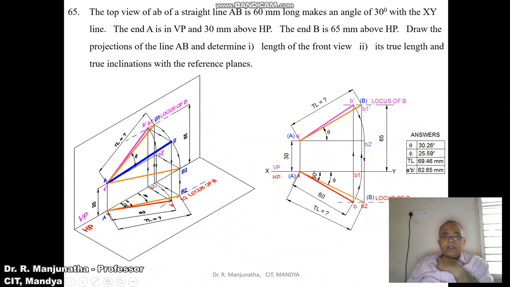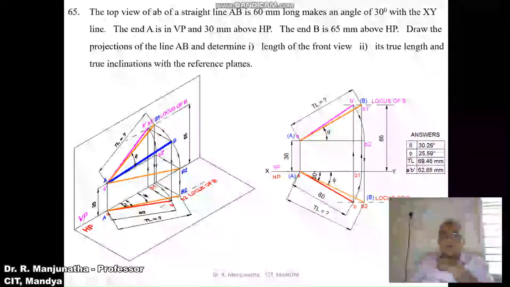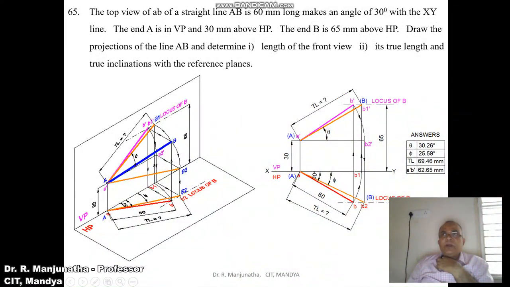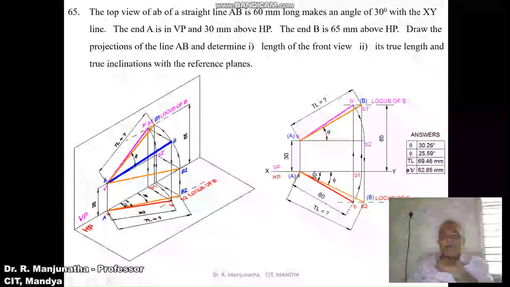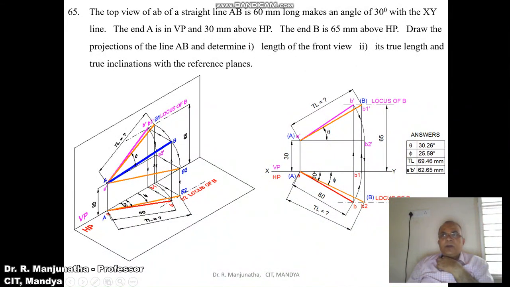From A, you draw a vertical projector in the front view to mark that point as A dash. And also the NP is 65 mm above HP. So from the XY line, you measure the distance of 65 mm and draw a horizontal dash dot line, and you mark the point as locus of B here.